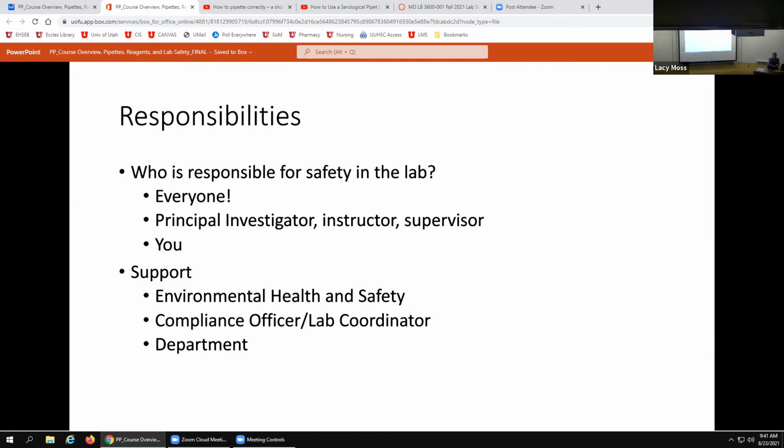So there's some support people on staff, environmental health and safety. Those are probably the most paranoid people I've ever met. But they do a fantastic job at keeping everyone safe. And there's also usually a compliance officer in every lab to make sure that everything is being done the way it should be. And then the department also has a responsibility to make sure things are staying safe.